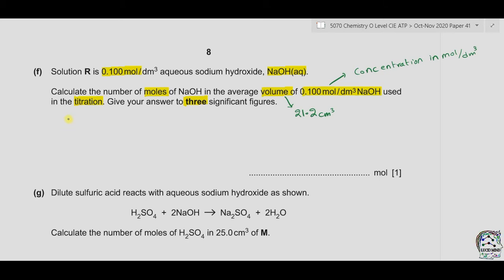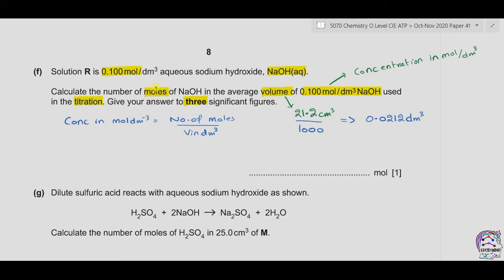Now we can use the formula. Concentration in mole per decimeter cube is equal to number of moles divided by volume in decimeter cube. As the volume is in centimeter cube, we can convert into decimeter cube by dividing by 1000. So it comes equal to 0.0212 decimeter cube.